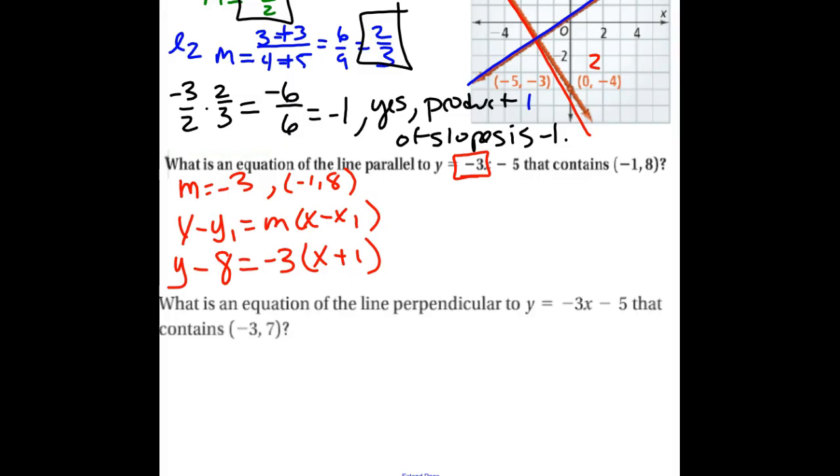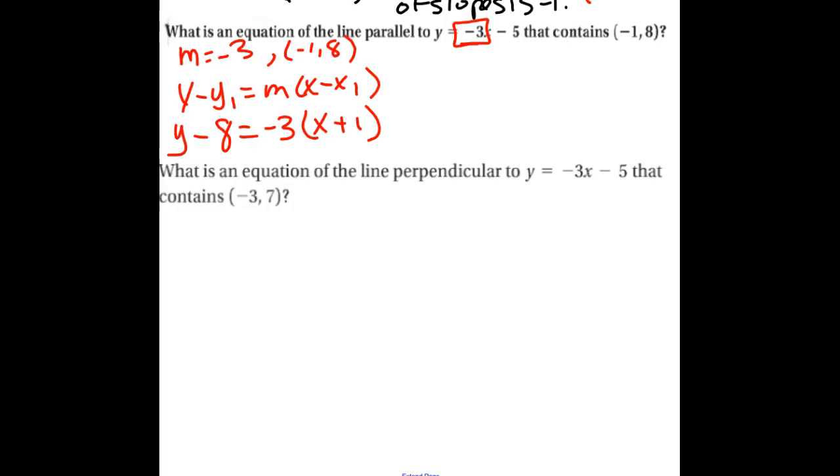So why don't you try this next one? You're writing the equation of a line this time, though, that is perpendicular and goes through a point. So pause the video and try it.